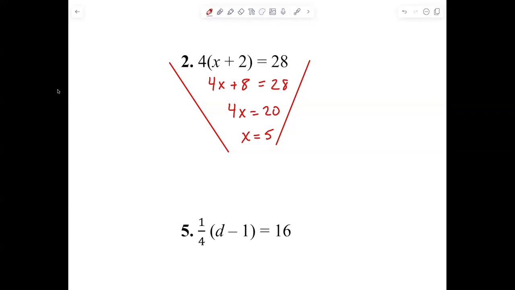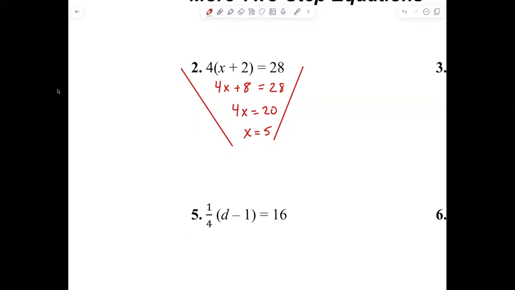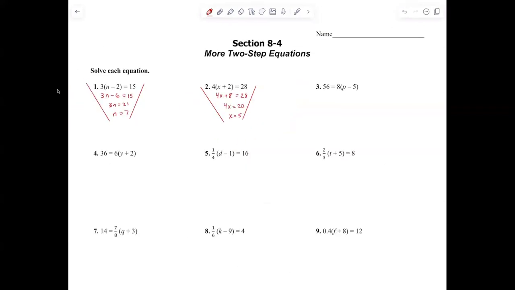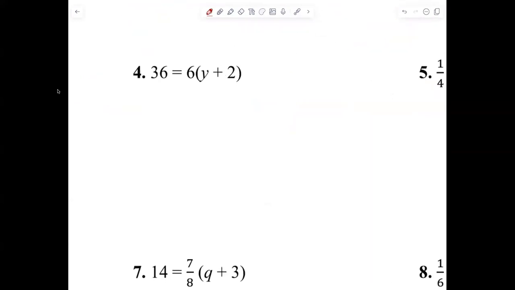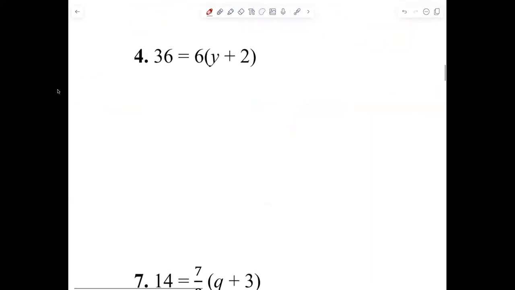Luca? It's helpful if we're on the right problem, correct? Yeah. Here we go. Now, for number 4, I'm skipping number 3 for now. I'm going to number 4.